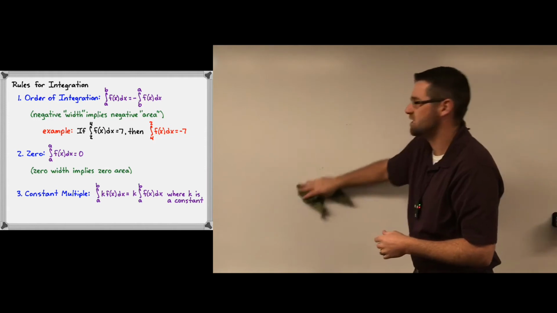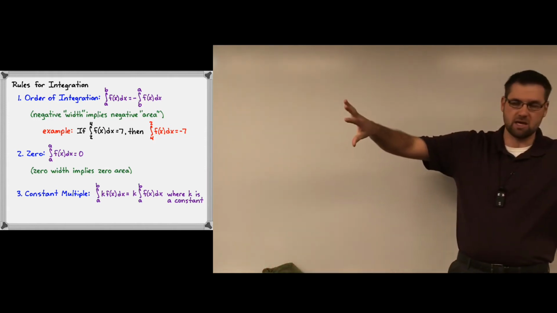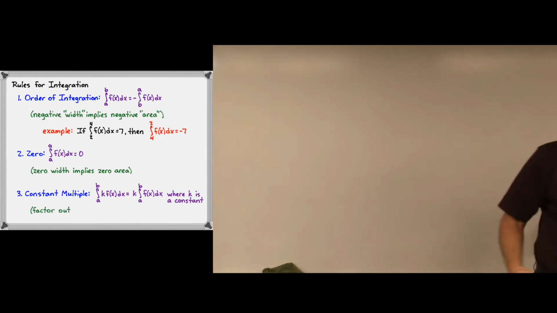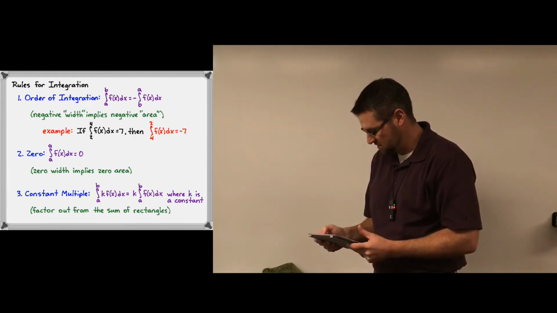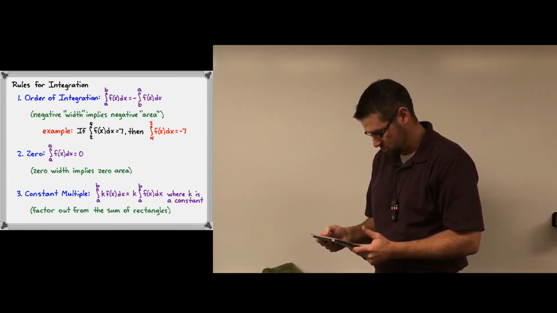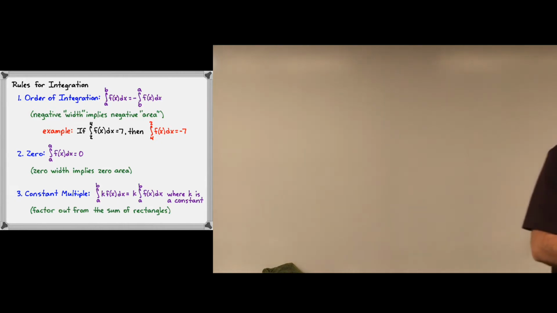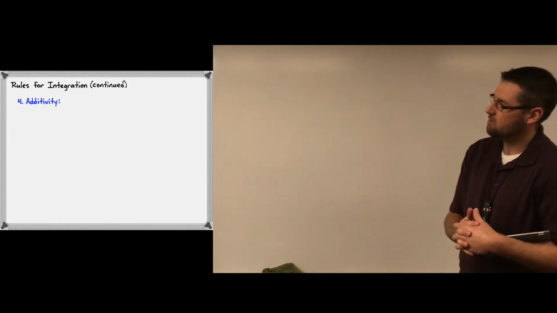When we have like 7x squared, to take the derivative of that, we take the 7, move it out, take the derivative of x squared, and then multiply by the same 7. That's the same thing with integrals. Okay? So we're factoring out from the sum of the rectangles. Do I have an example? I don't think I have an example of this. All right. Are we good with that? Pretty basic stuff, right? The additive property of integration.